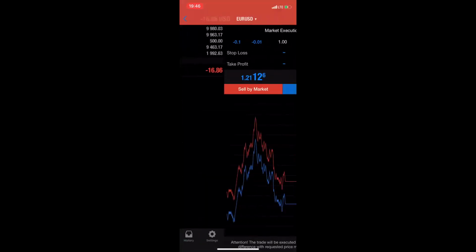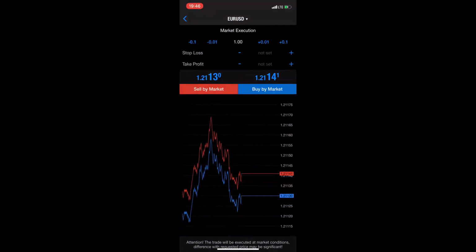You have new order for Android users. For iPhone users, you have trade. You have chat, you have details, and you also have cancel. If you want to go into a new trade, probably you want to enter a trade, you click on trade.